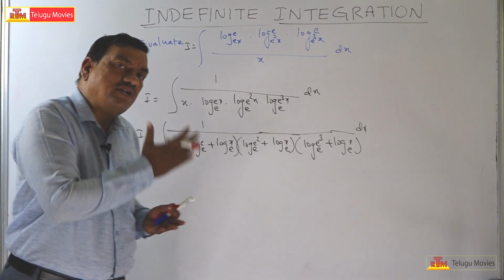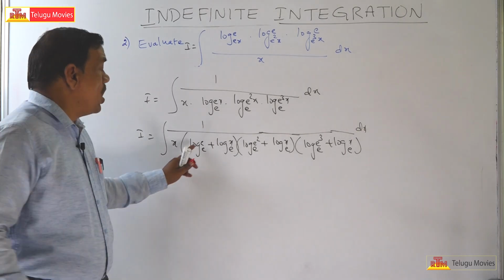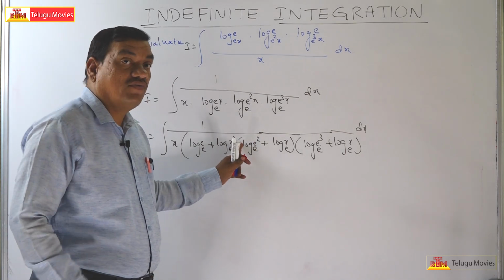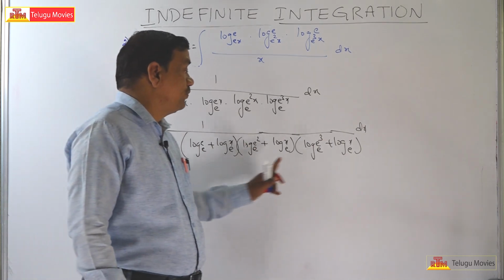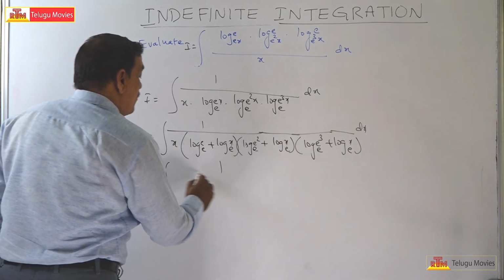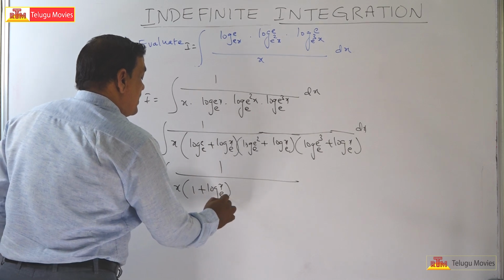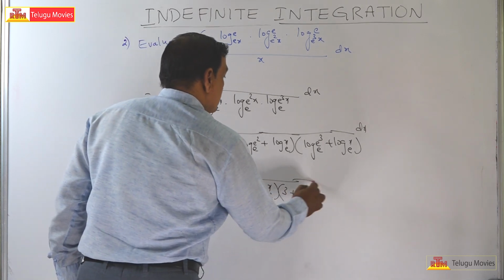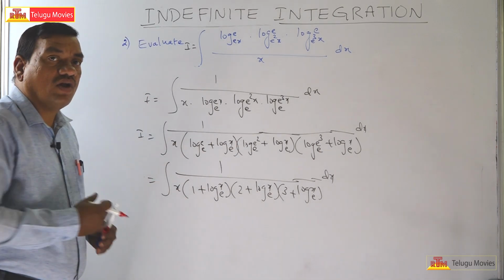Next, according to the problem you have to proceed, that's all, step by step. Here log e to the base e value is 1, here log e square, so 2 will come forward, so 2 log e to the base e, this is log e to the e is equal to 1, this is 2, this value becomes 3, so write that down. So, this is equal to the integral of 1 upon x into 1 plus log x to the base e, 2 plus log x to the base e, 3 plus log x to the base e dx.